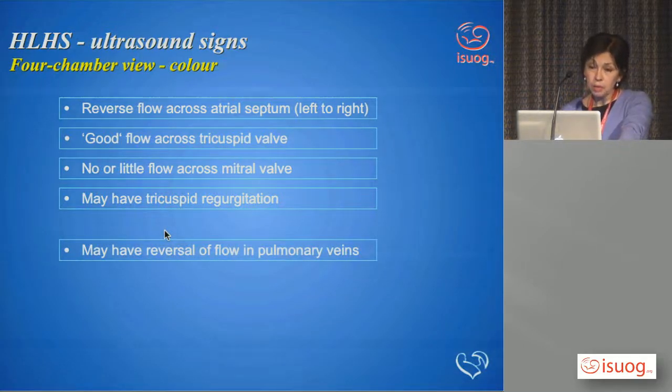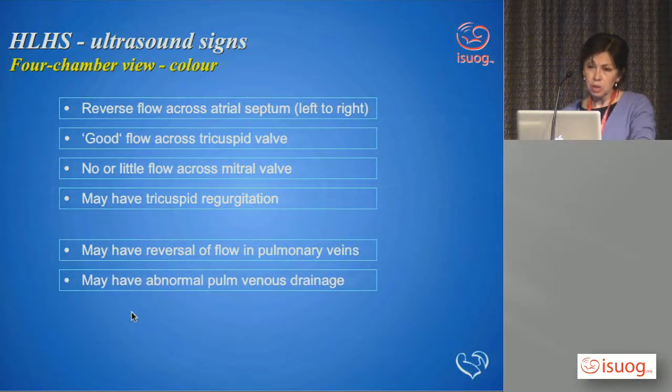Now, if you put color on and look at the pulmonary veins, because again there is a problem of blockage of flow within the left heart, the flow coming from the pulmonary veins can't get to the left atrium, so you have a kind of to and fro with reverse flow in the pulmonary veins as well, which may become apparent on the color flow mapping.